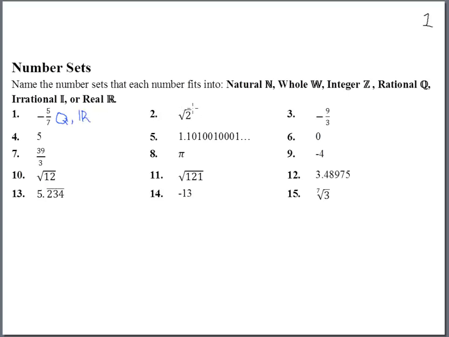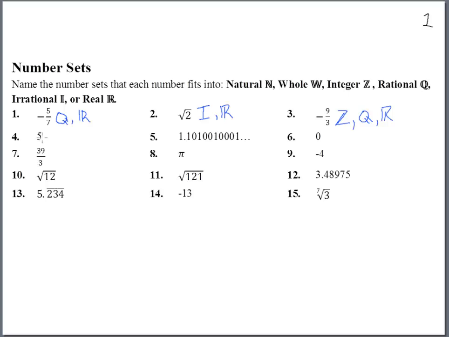Number 2, this is the square root of 2. Cannot be written as a fraction, so this is irrational and real. Number 3, negative 9/3. This can be reduced to negative 3, so this is going to be in the integers, which means it's also a rational number and also a real number.